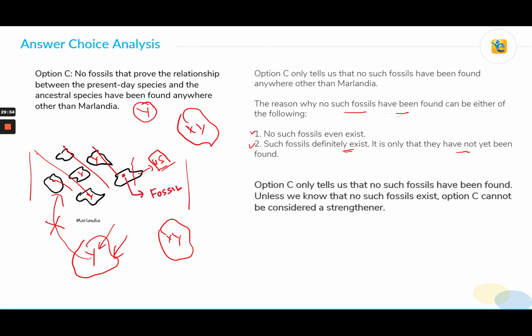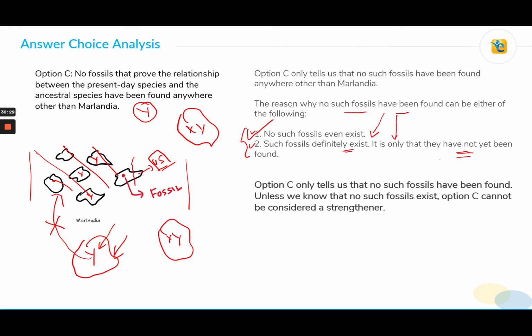So the problem is, just the fact that no fossils have been found does not tell you which of these scenarios is valid. If scenario 1 is the valid scenario, or in other words, if in reality no such fossils exist anywhere except Marlandia, then option C is actually a strengthener. But we don't know. In reality, the actual reason why no such fossils have been found could also be that they have not yet been discovered. They exist, but they have not been discovered. So both these scenarios are likely. Therefore, option C is not a conclusive strengthener because you don't know which scenario is actually applicable here.